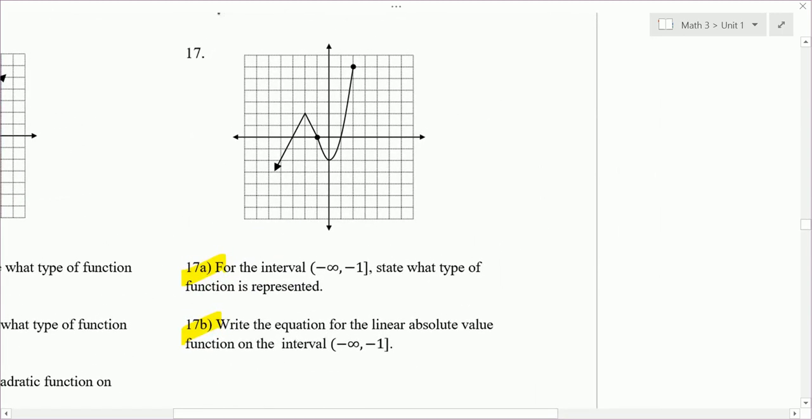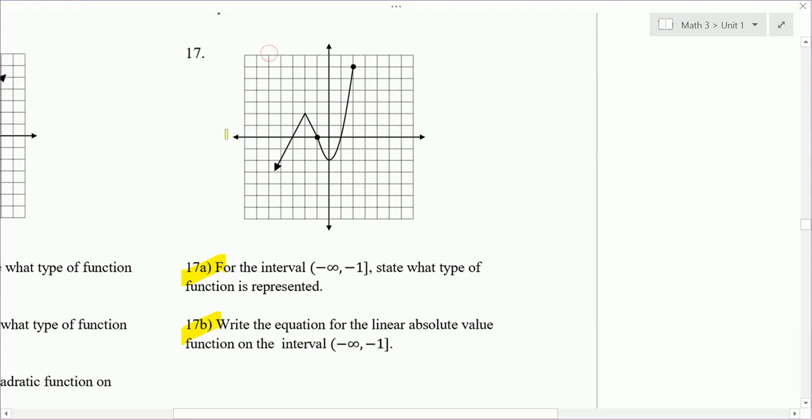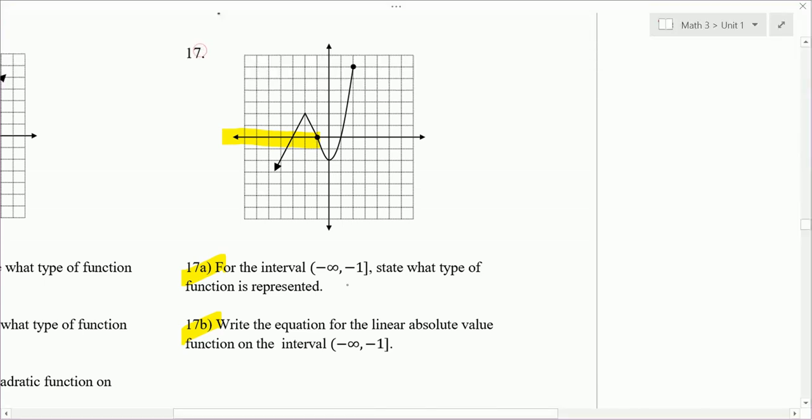17, for the interval negative infinity to negative 1, I'm going to highlight that interval. Okay. State what type of function is represented. Well, that's when I get our V shape. So that's a linear absolute value function.